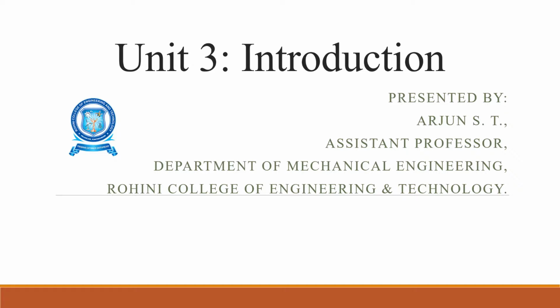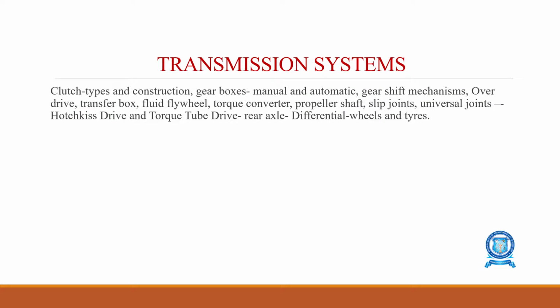In this video, we are going to discuss the general introduction to the third unit, unit number 3 of Automotive Systems. The name of unit 3 is the transmission system, that is, the movement of vehicles. These are the major components used for the propulsion of vehicles.